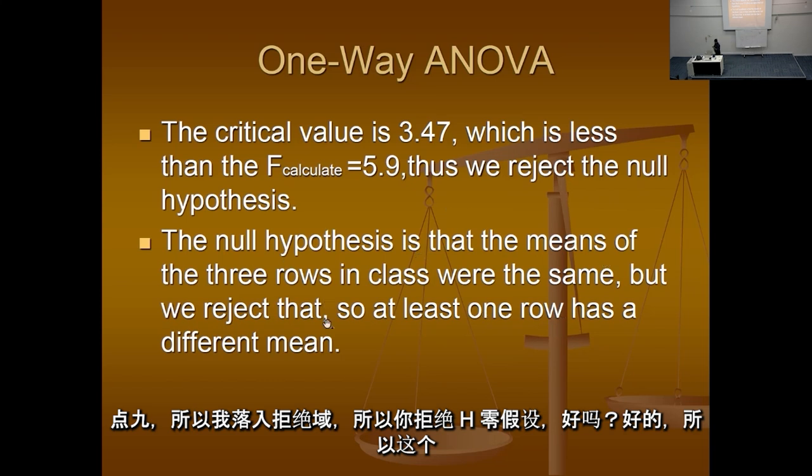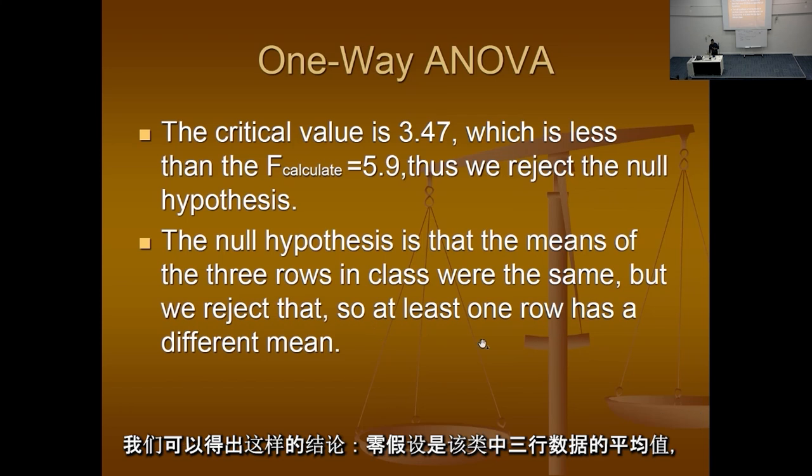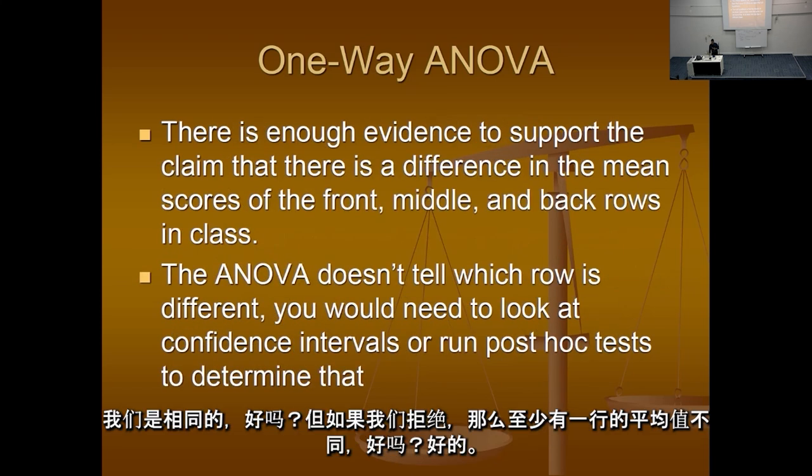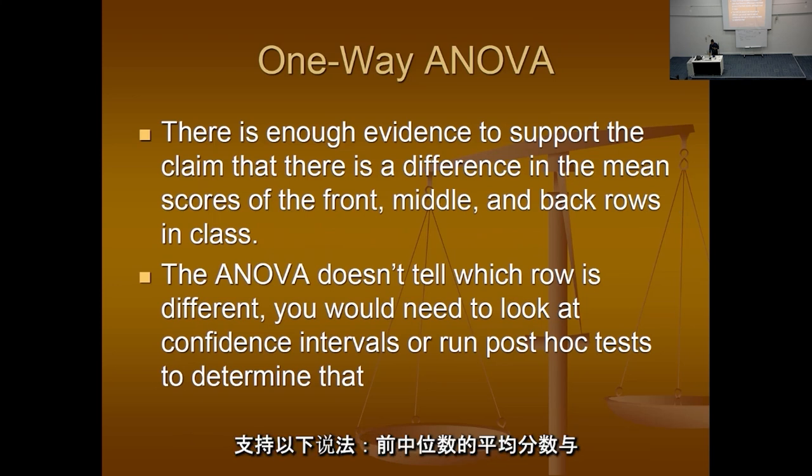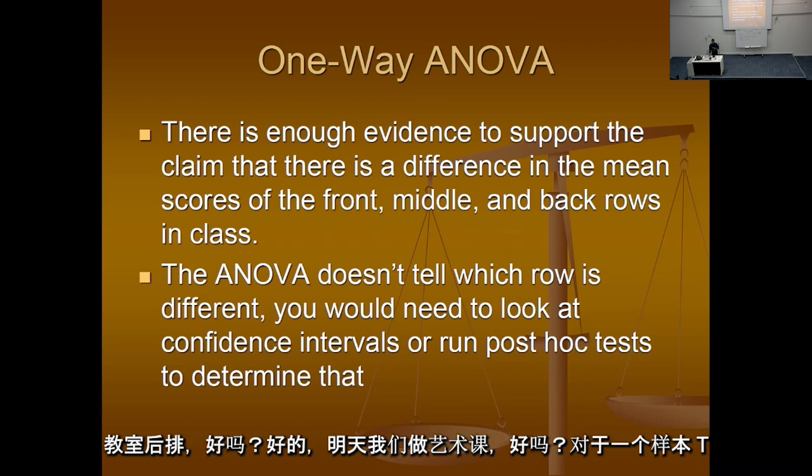So we can conclude that the null hypothesis is that the means of the 3 rows in class are the same. But if we reject, at least one row has a different mean. Based on the conclusion, same as hypothesis testing, there is enough evidence to support the claim that there is a difference in the mean score of the front, middle, and also the back row in class.